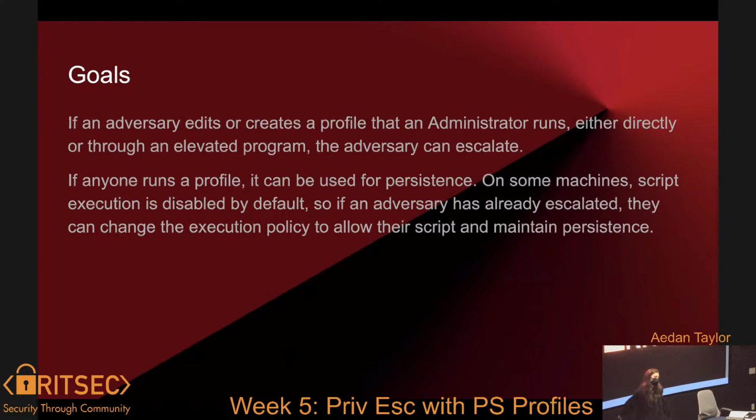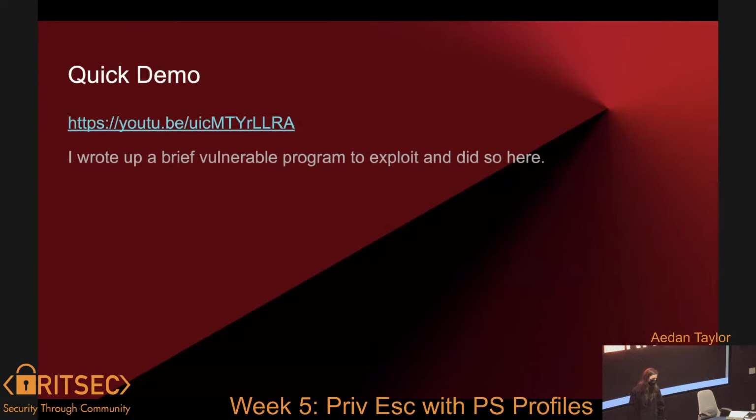So if an adversary edits or creates a profile that an administrator runs, either directly or through an elevated program, the adversary can escalate. If anyone runs a profile, it can be used for persistence. So on some machines, script execution is disabled by default. So if an adversary already has escalated, they can enable script running and then have the script run every time the PowerShell window starts. So I have a quick demo for this, which is just a YouTube video I did of it.